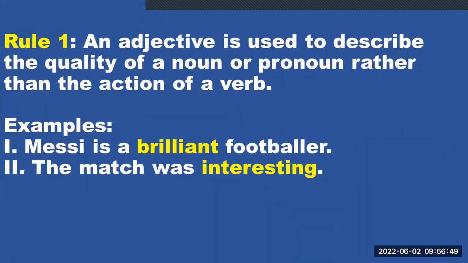Rule number 1: an adjective is used to describe the quality of a noun or pronoun rather than the action of a verb. Examples: Messi is a brilliant footballer. So you can see the word brilliant is the adjective that describes the footballer. What type of footballer is Messi? A brilliant footballer. Then the second example: the match was interesting. So the word interesting here describes the match. Okay?